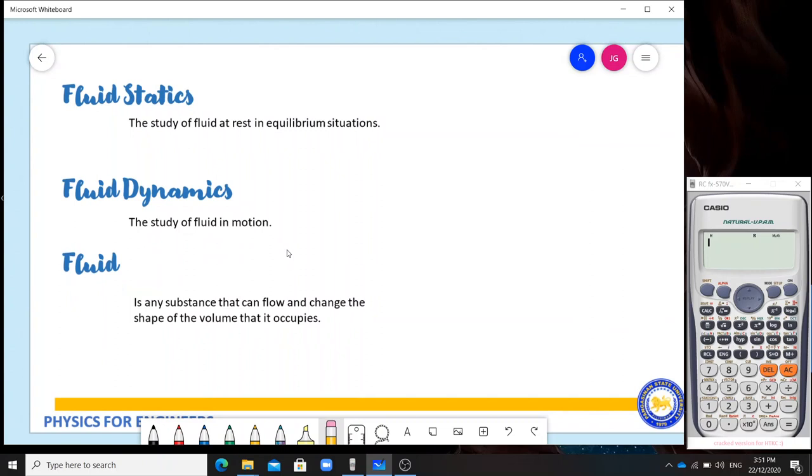When we say fluid, it is any substance that can flow and change the shape of the volume that it occupies. So, pasok dito is yung gas at saka liquid forms ng matter. Okay? Kasi sabi niya, any substance that can flow. Nagpo-flow ba yung gas? Yes. Nagpo-flow ang liquid? Yes. And can change the shape of the volume that it occupies. Okay? Pareha silang kayang mag-change ng shape. Okay?